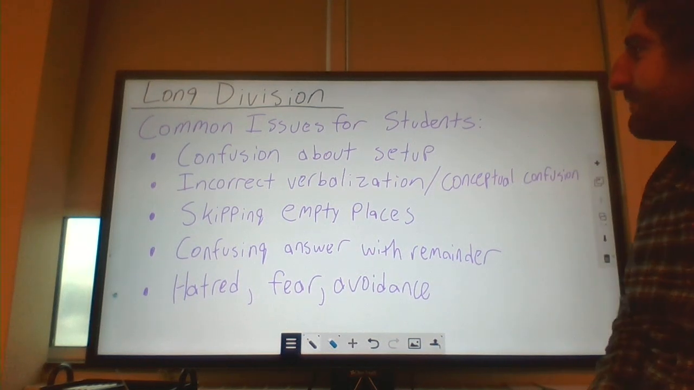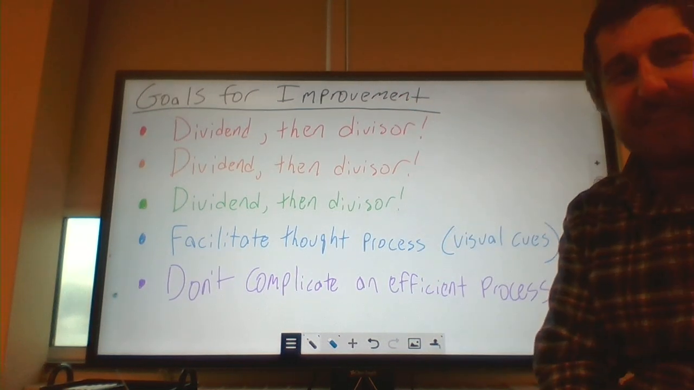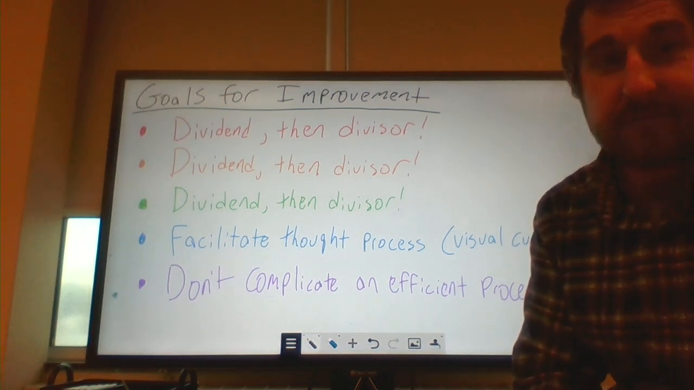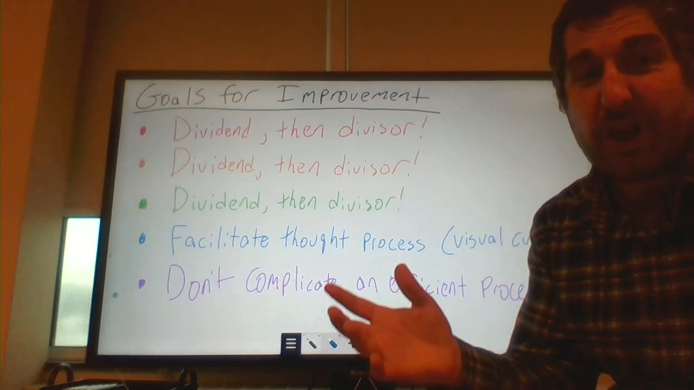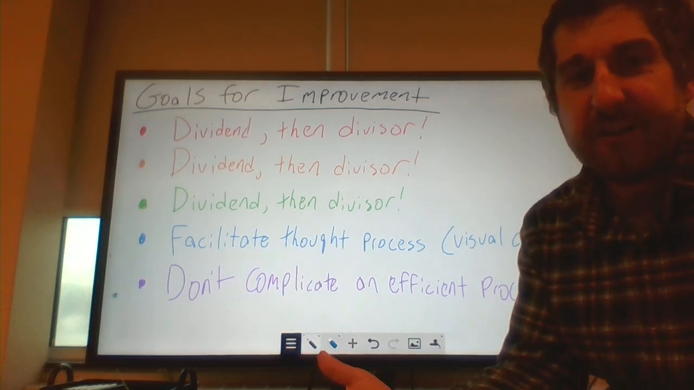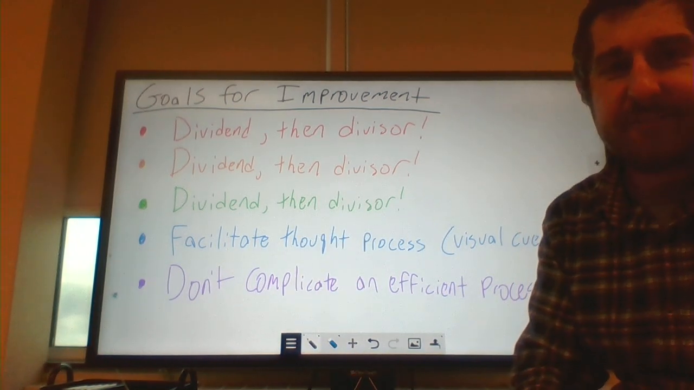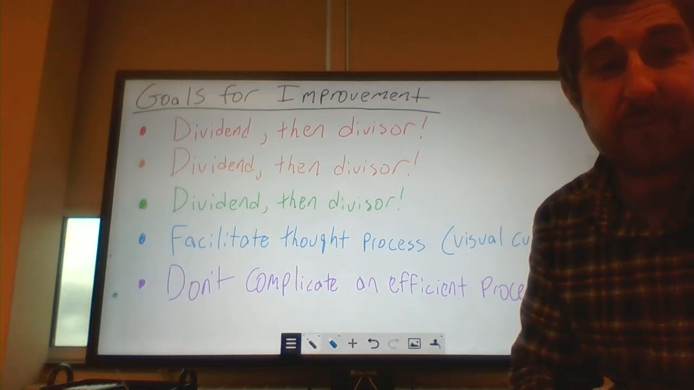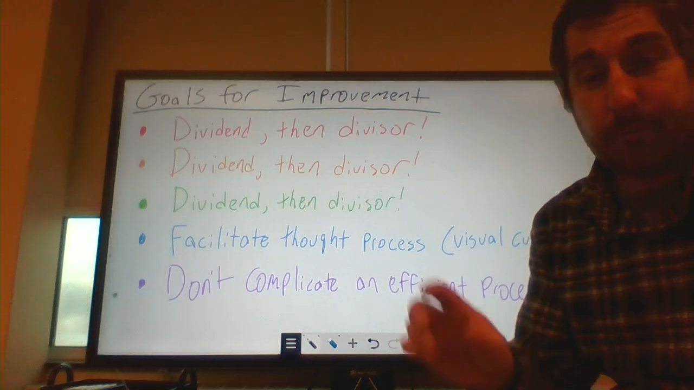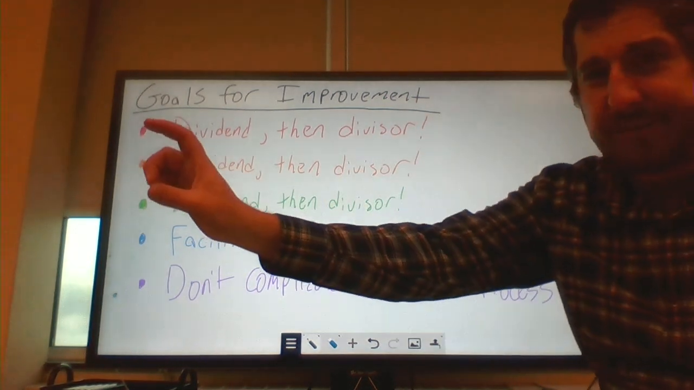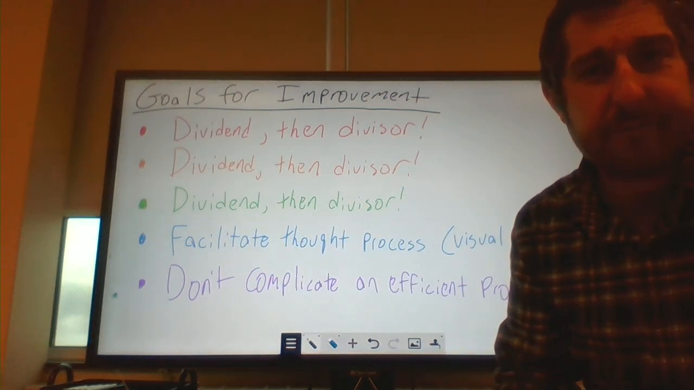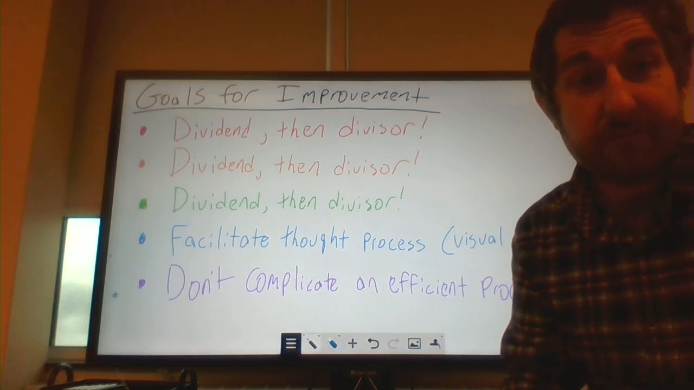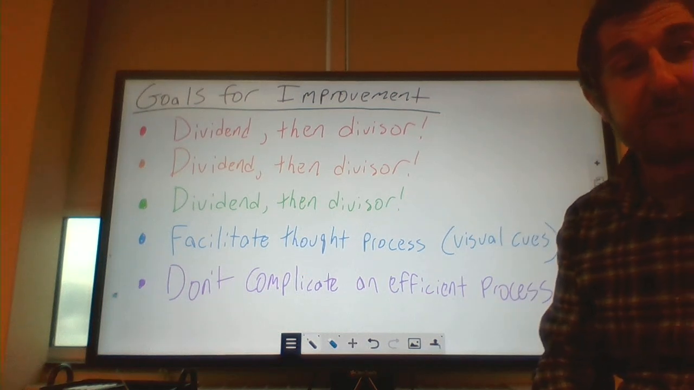Well, there's one big fix. Dividend, then divisor. To put it simply, put the dividend in front of the divisor. When you look at a fraction, the dividend is on top. The divisor is underneath. When you look at a division problem with the division sign, the dividend is in front. The divisor is after. So why should the setup for long division be backwards? It shouldn't. So dividend, then divisor.